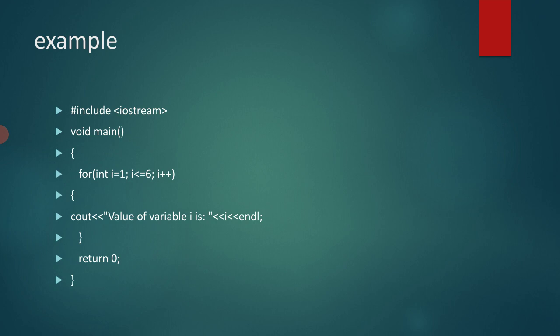Now curly bracket start, cout. This is the message that we want to print. The value of variable is this, and this is the operator, i and endl. endl is used to end the line. This will print the value of i, curly bracket close, return 0. Now this is the example of a for loop, and it will print the first 6 numbers.